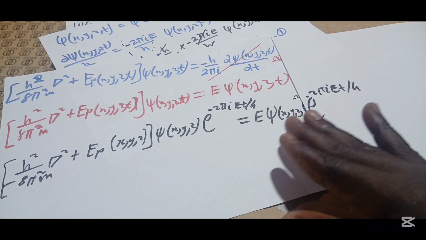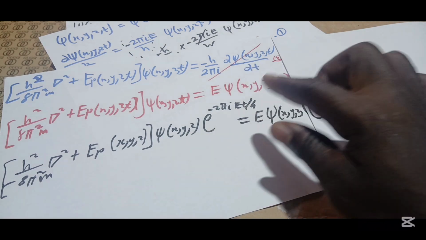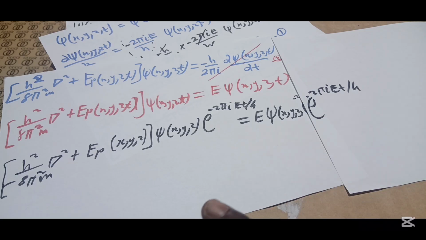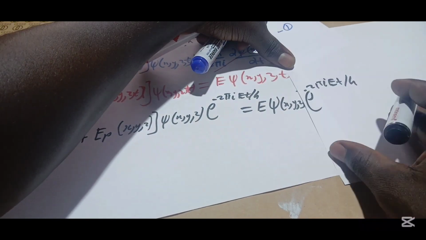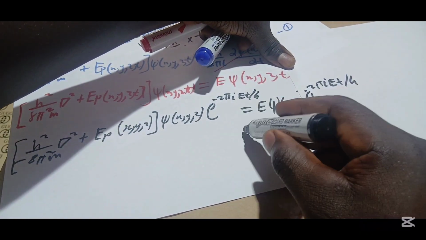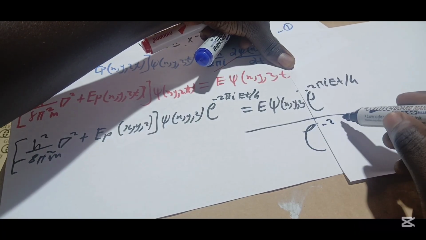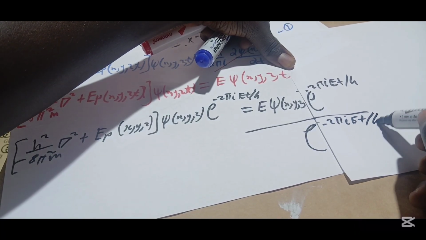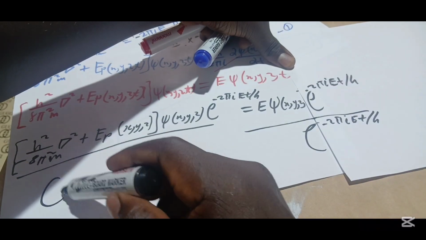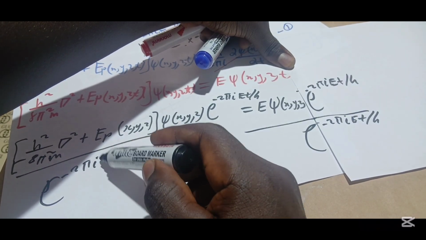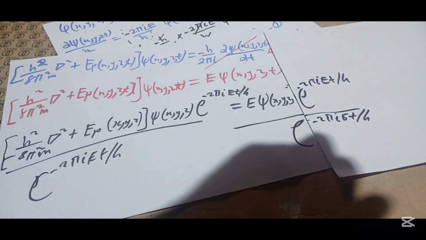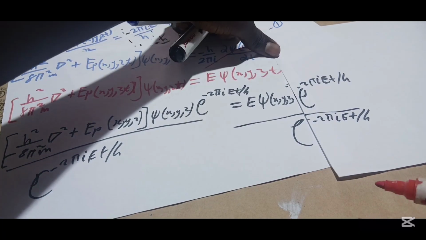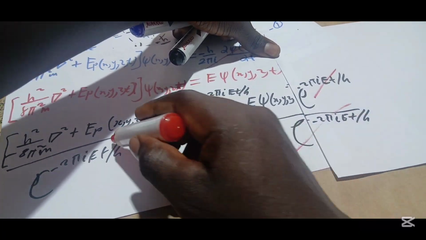So now it means we can divide both sides of the equation by e to the power minus 2 pi i E t over h to get rid of the time term here. So dividing both sides of the equation by e to the power minus 2 pi i E t over h, this is going to take care of that. This will get rid of that, and this will also get rid of that.